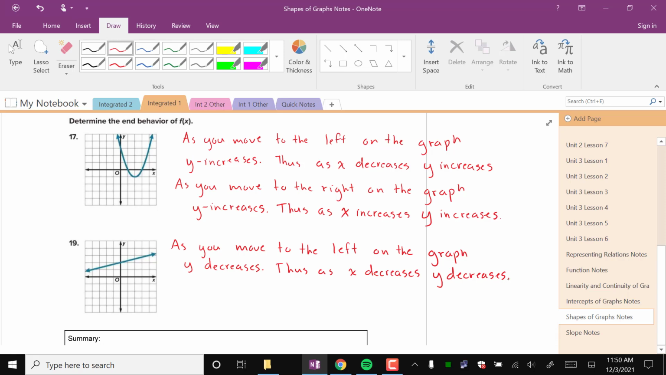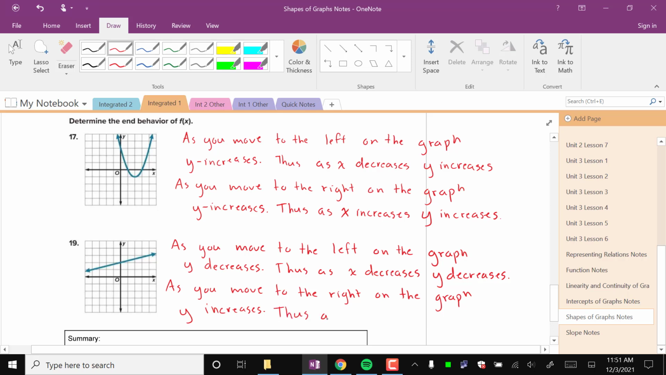So as we go to the left, it keeps coming down. Now let's take a look at the right. If we keep going towards the right, it's going up and up and up. So as you move to the right on the graph, y increases. So again, summarize this all up. Thus, as x increases, y increases as well.